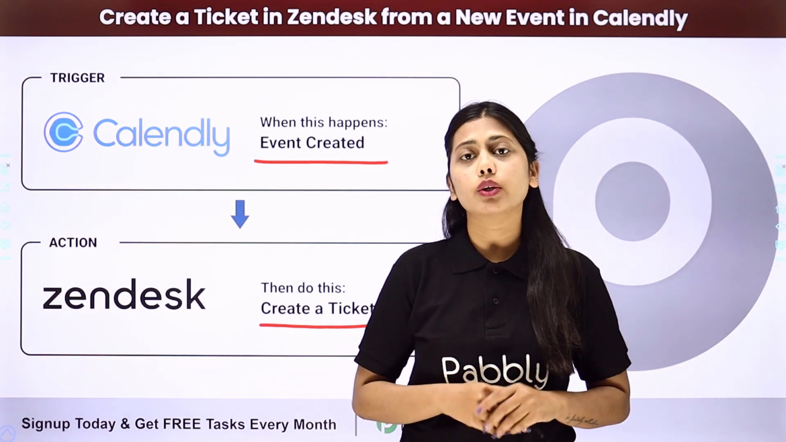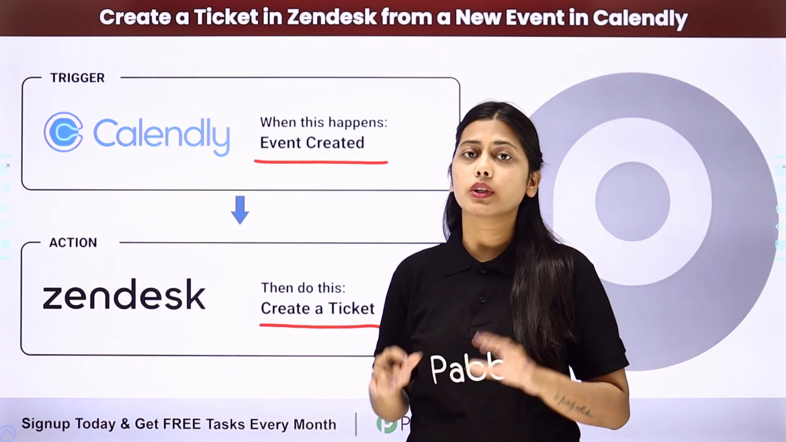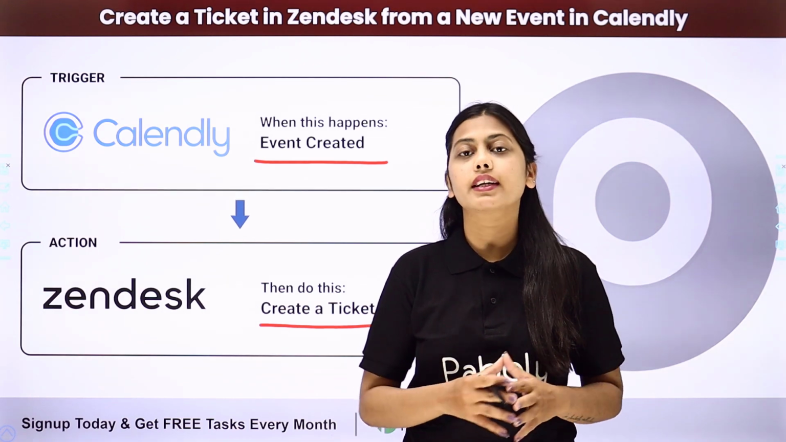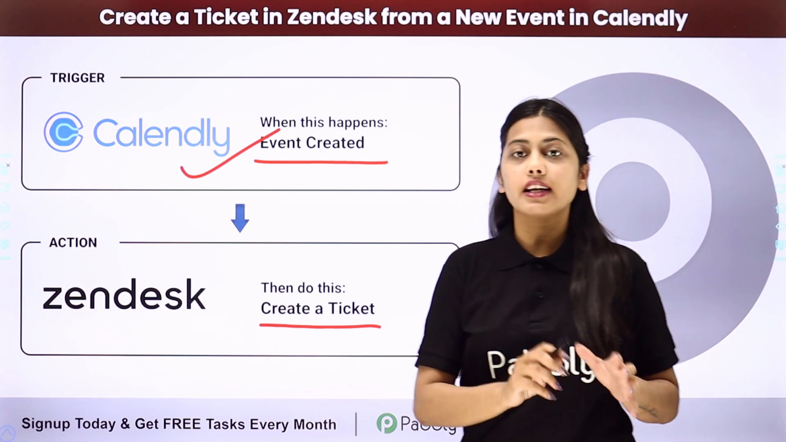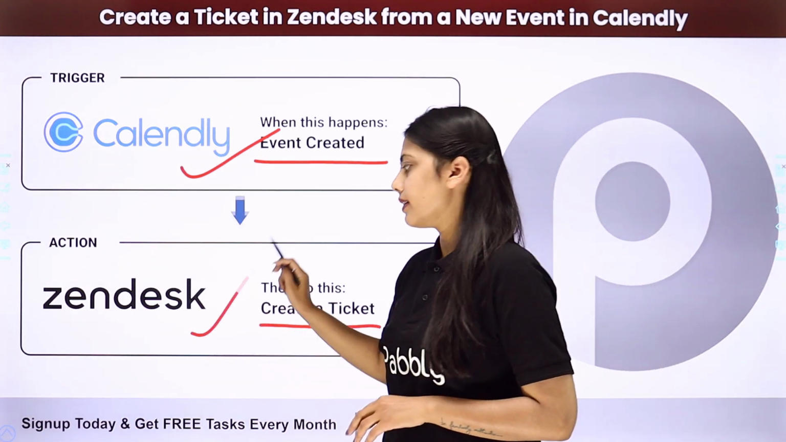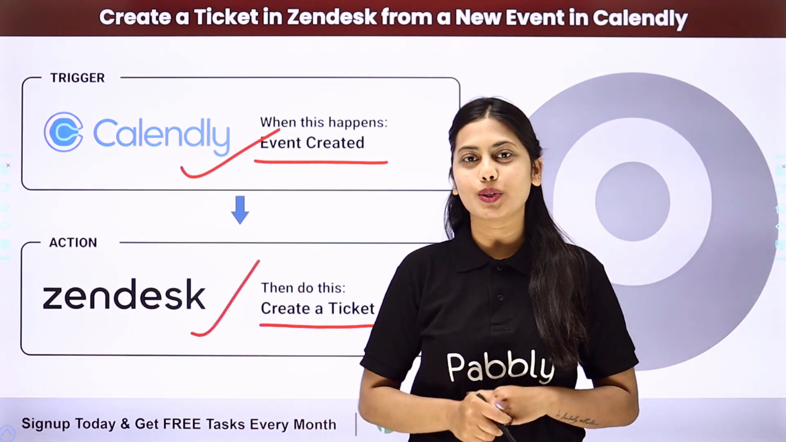So what if I tell you that we can actually automate this process with the help of Pabbly Connect? We will create an integration where our trigger will be an event created in Calendly and our action will be a ticket created in Zendesk. Let us learn how to do it.